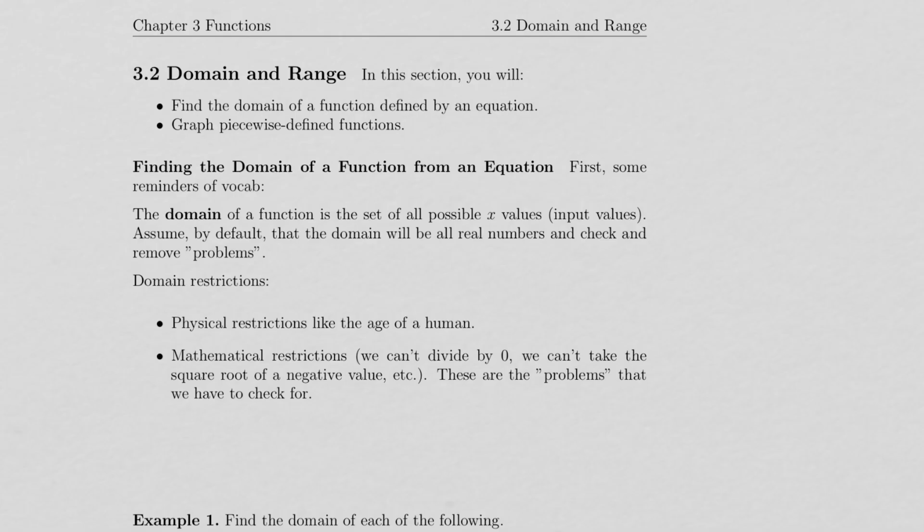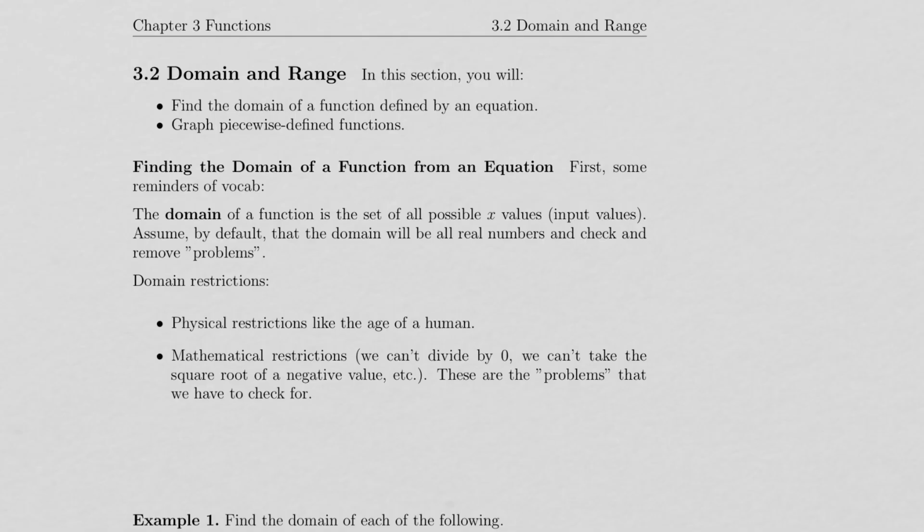We can't take the square root of a negative value. So if there is any input values that will make the expression underneath a radical negative, then we have to eliminate those. Those can't be in the domain. So that's what I mean by problems.